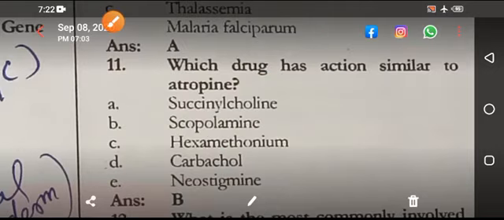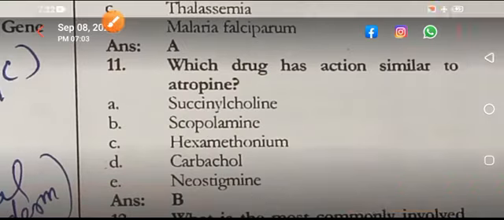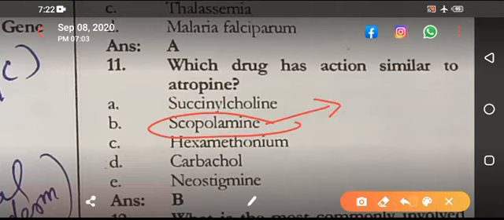Which drug has action similar to atropine? Scopolamine. And this is the same drug by the name of Buscopan. A majority of people are using this just for abdominal pain. Well, it causes constipation and it causes glaucoma. It causes pupillary dilatation. Whenever there is pupillary dilatation, what happens? The canal of Schlemm is blocked.